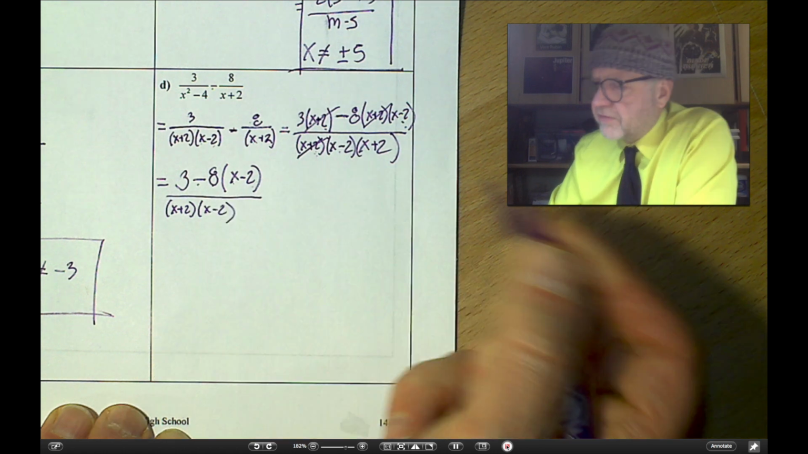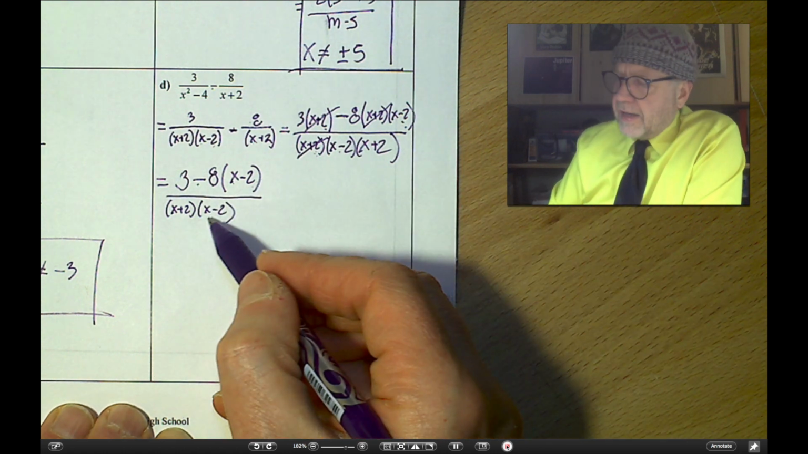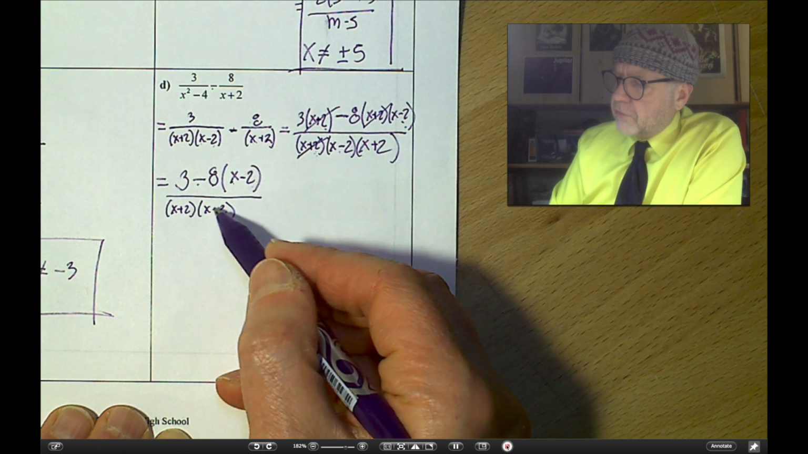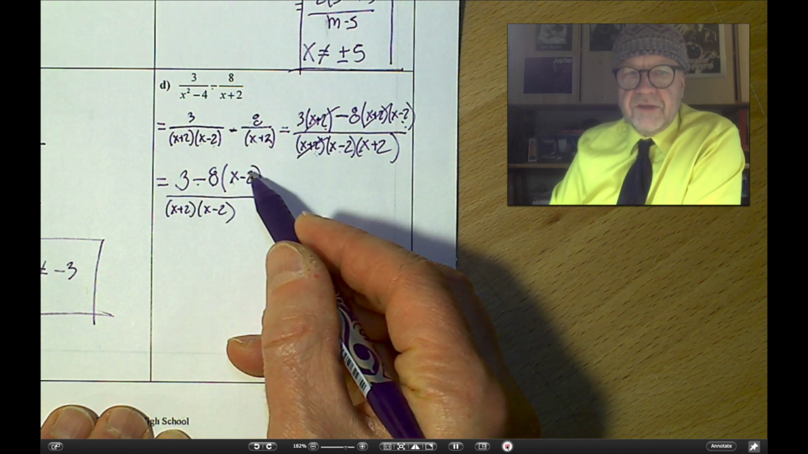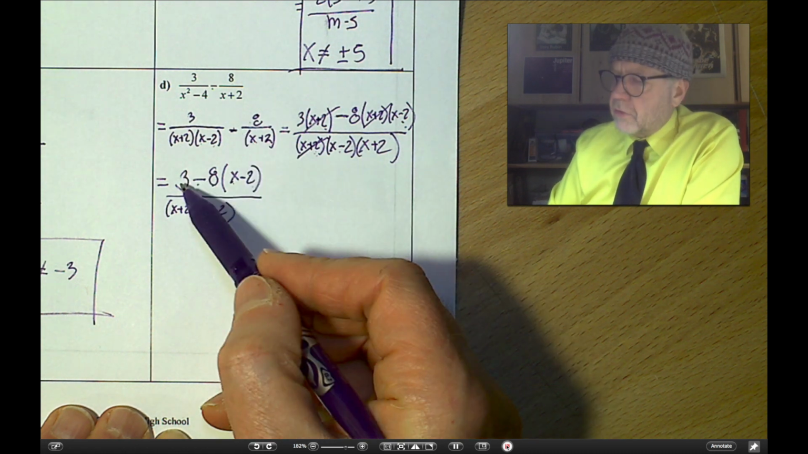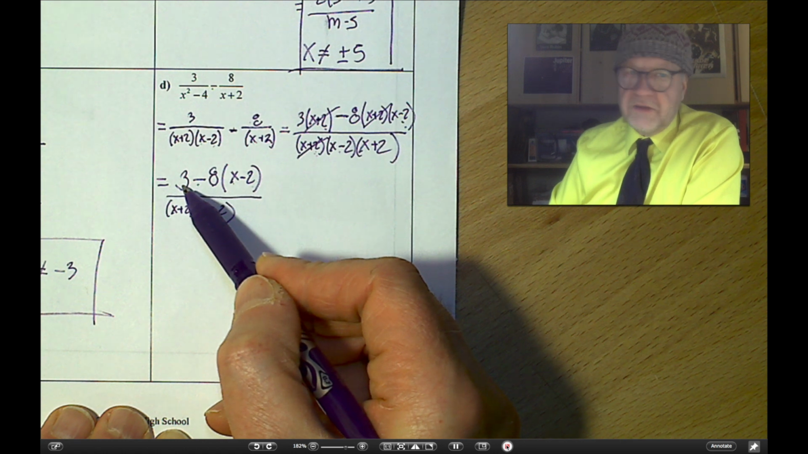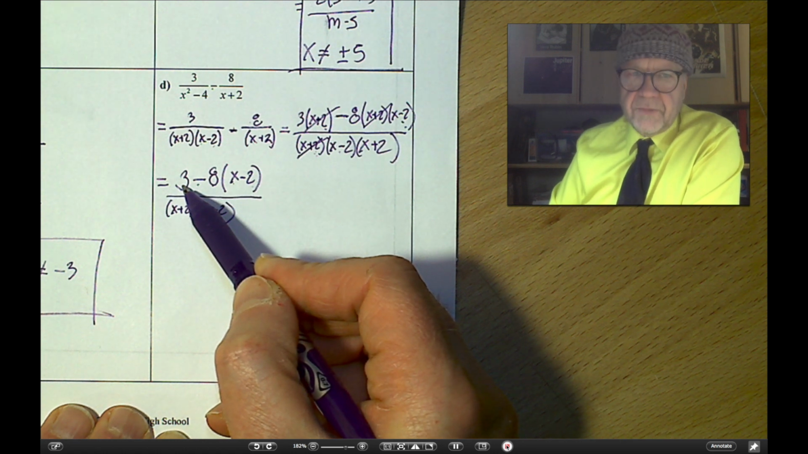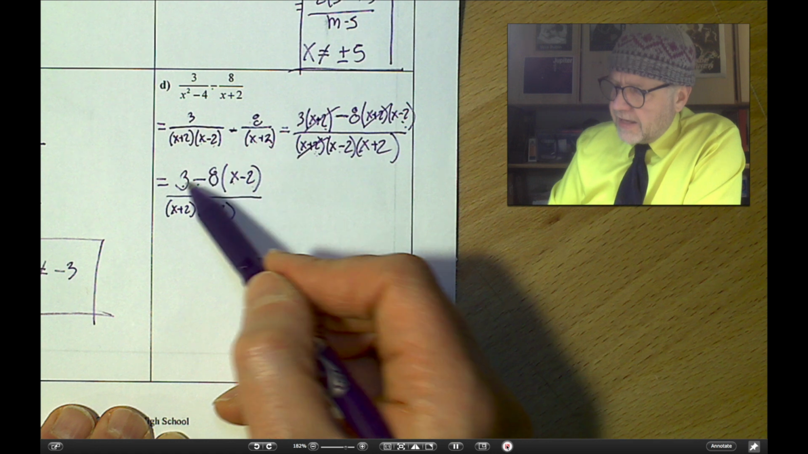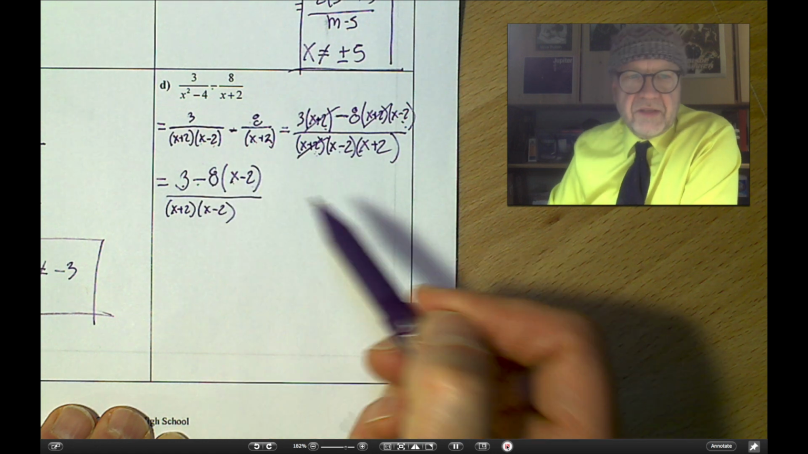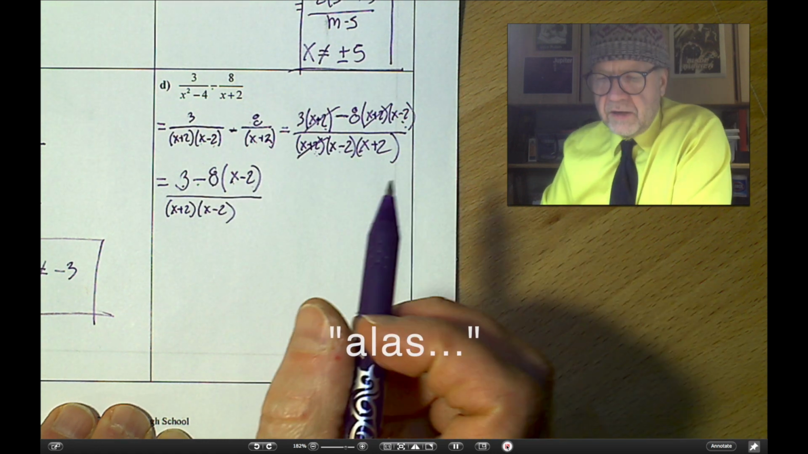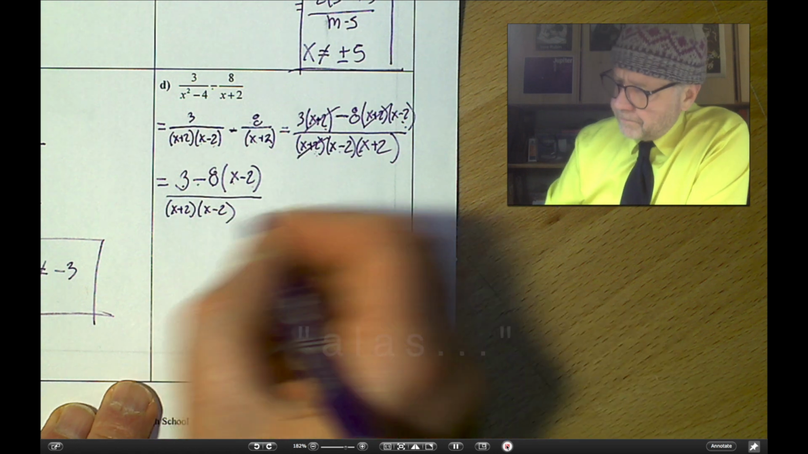And I cannot divide out the x minus 2, because although there's an x minus 2 on this side of the operator, there is no x minus 2 on this side. It's just 3. It's not 3 times x minus 2. If it was, then I could divide that out, divide all 3 things out. But I cannot, alas. All right, next step.